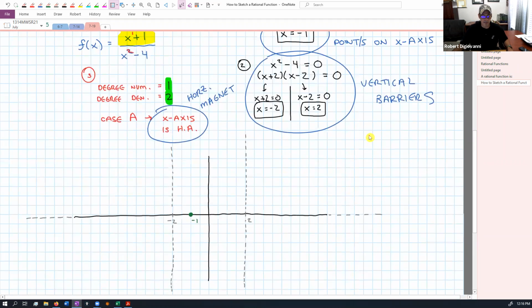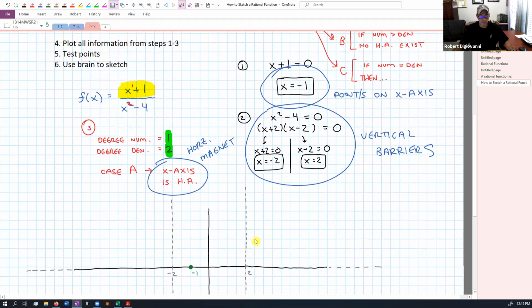So here's what we have, okay? This is what we have so far. We know this dot is on the graph. We know that our edges have to be pulled towards these magnets. And we know that when we get to these vertical barriers, our graph has to go up or down.